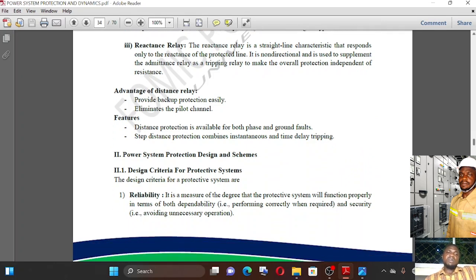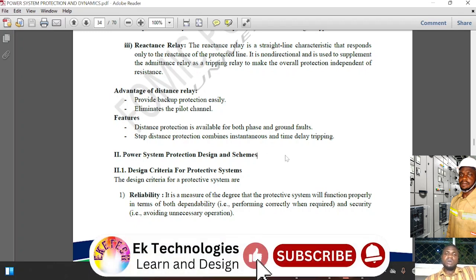So the advantages of the distance relay have been enumerated here. And there's also what we call the pilot scheme of protection. We are going to look at the various schemes of protection below. In this next section, the various types of protection schemes for the overcurrent relay, for the distance relay, for the differential relay, and so on. The pilot protection. Okay.